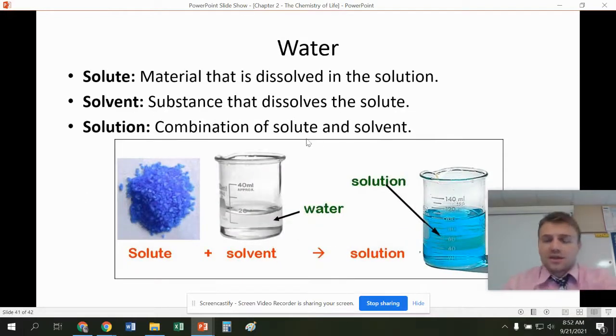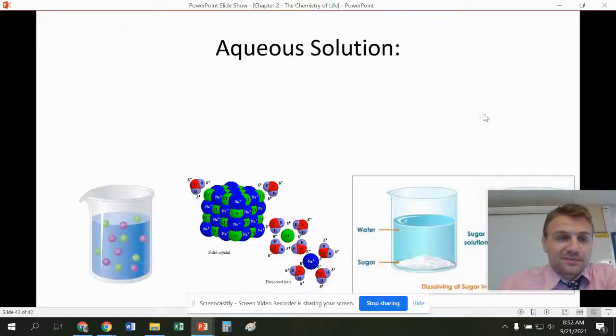Lastly, a couple more terms here that you should know. Solute, solvent, and solution. Solute is the material that's dissolved in solution. Solvent is the substance that's doing the dissolving. And the solution is just that combination. I always talk about this as Kool-Aid powder. This is your water, and this is your actual Kool-Aid that you can drink. So the Kool-Aid powder is your solute, the solvent is the water, and then the solution is what you can drink.